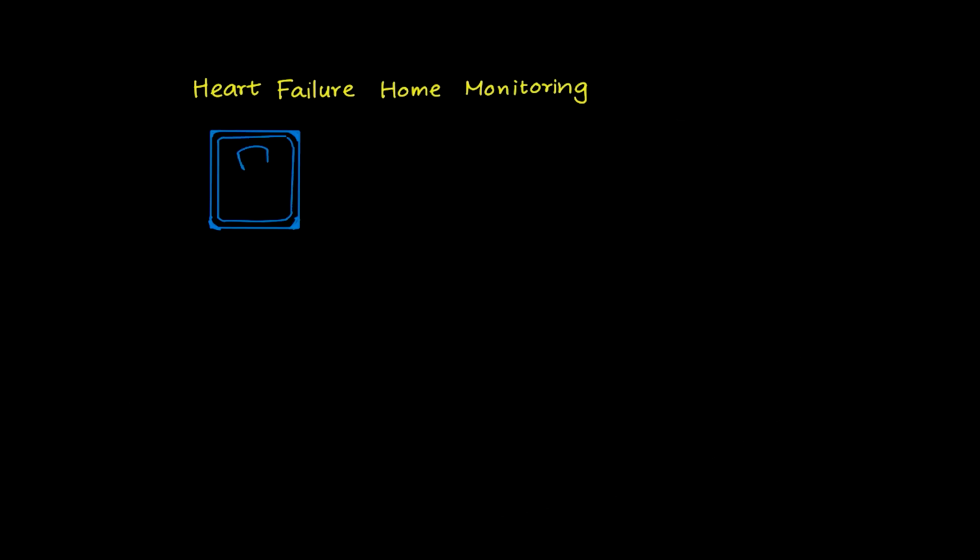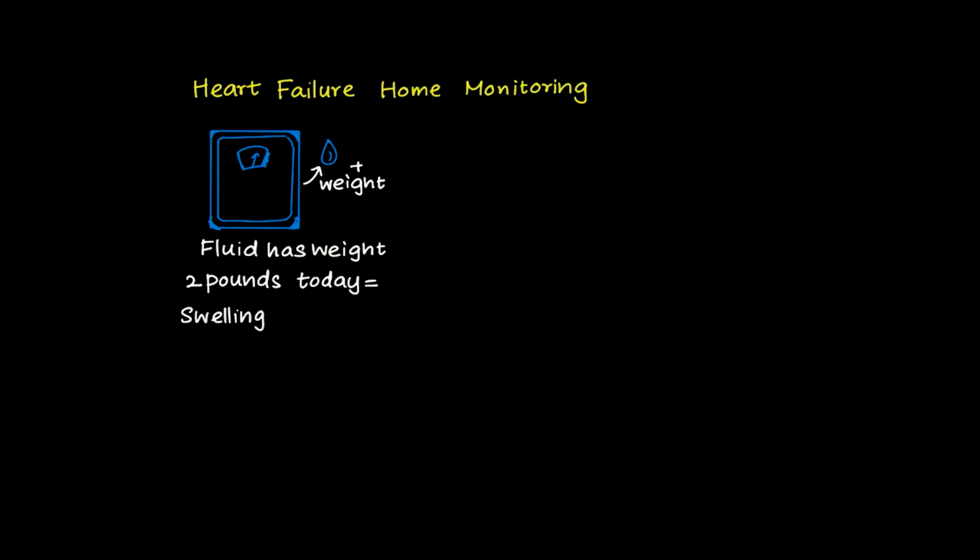Here's why. Fluid has weight. 2 extra pounds of water retention on the scale today is the same 2 pounds that will show up as swollen ankles and shortness of breath 2 or 3 days from now. Catching it on the scale first gives the patient time to call the provider, take an extra diuretic, or adjust sodium intake before they end up back in the hospital.